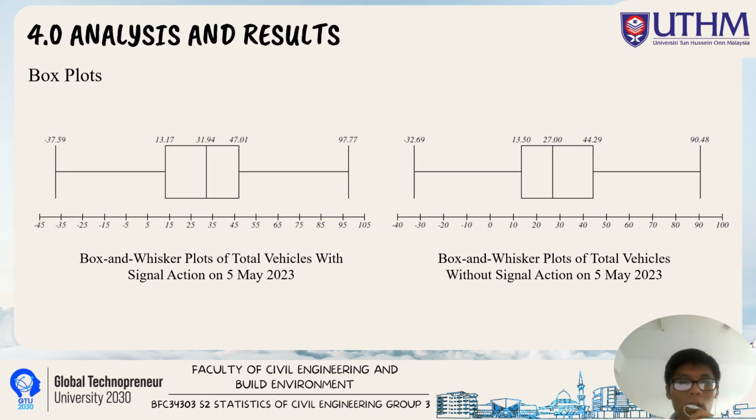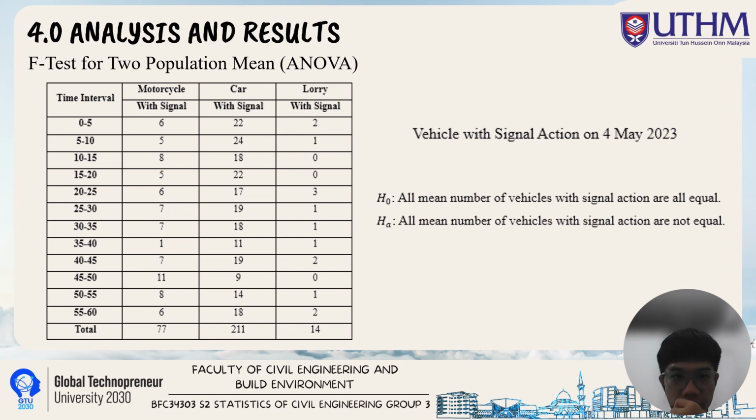Hi, my name is Alvin. This is the F-test for 2 population means, which is also known as the ANOVA test. This is the result table, and before doing the test, we are going to state the assumptions. So the null hypothesis is that the mean numbers of vehicles with signal action are all equal, and the alternative hypothesis is that the mean numbers of vehicles with signal action are not all equal.